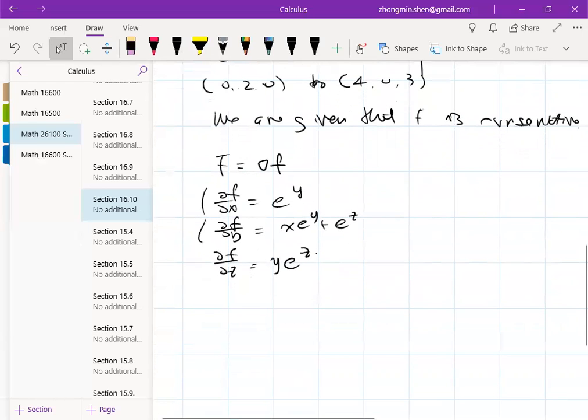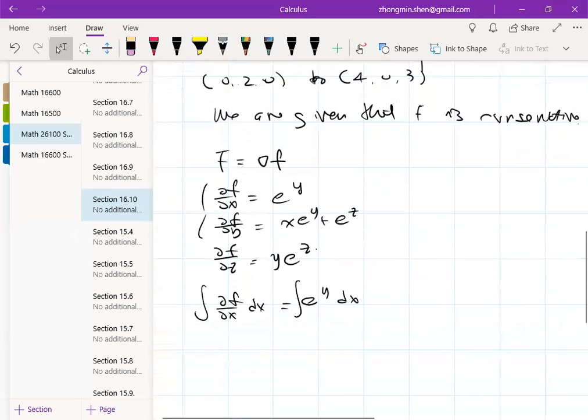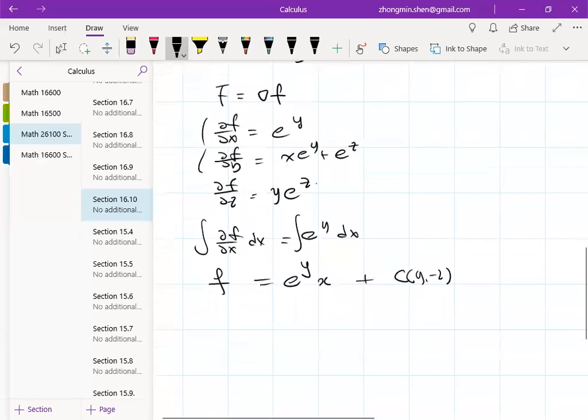And how can I integrate the first equation with respect to x? So you view yz as fixed. So this side is going to be just f of x, y, z. I'm not going to waste time writing down the components. So e to the y is a constant with respect to x. So this is e to the y times x, plus a constant. But this constant, remember, depends on y and z. We fix y, z, so you can evaluate. Then you differentiate and plug into the second equation.